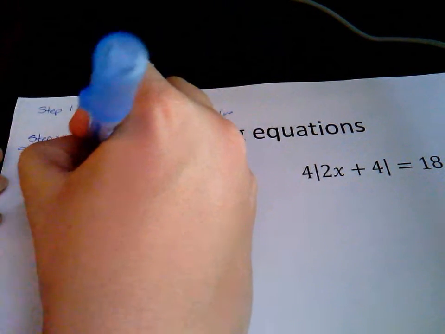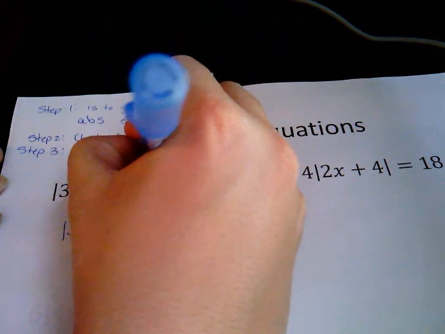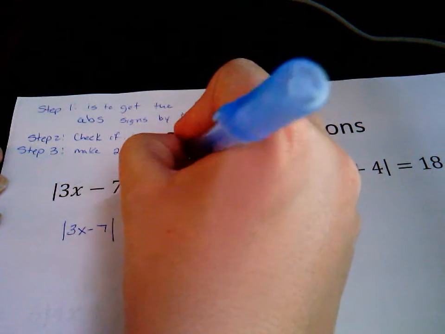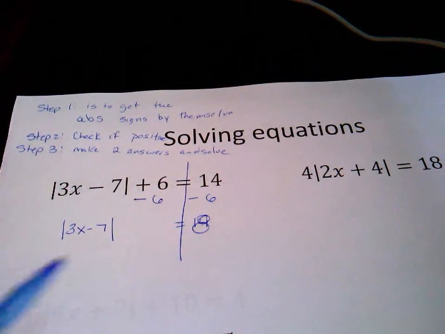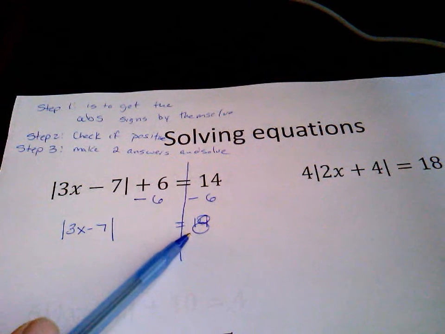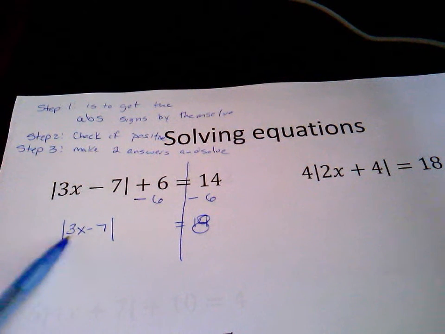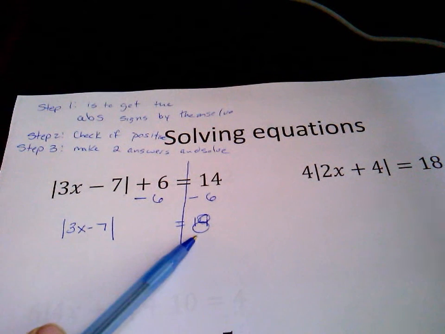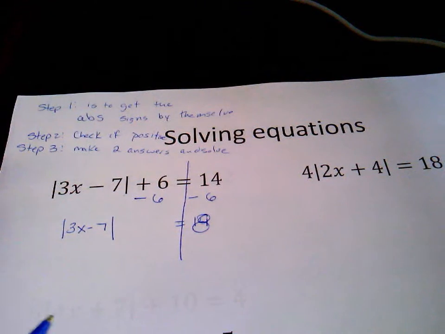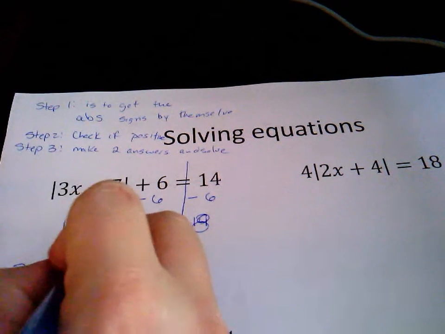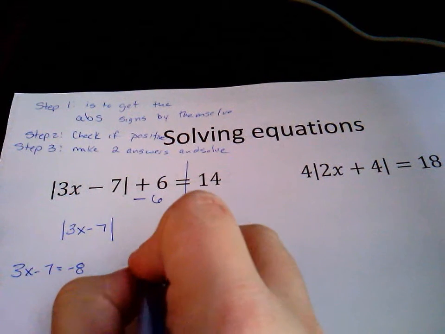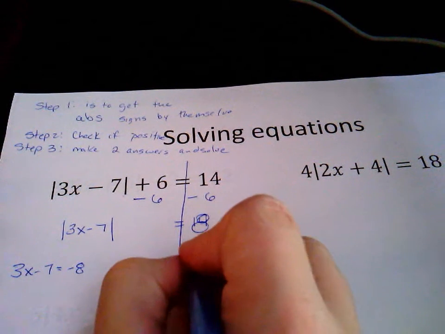Make two answers and solve. Just like before, we're going to have two answers. We're saying whatever comes out of this needs to equal 8. So there's two numbers that can do that. If we set 3x minus 7 equal to -8, or we set 3x minus 7 equal to +8.